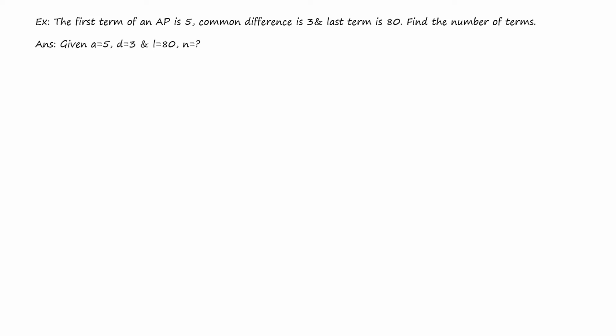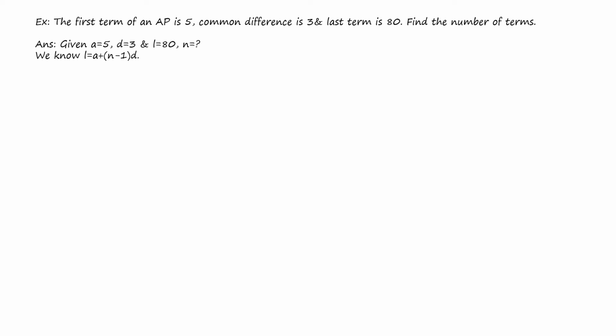Let's see another example. The first term of an AP is 5, common difference is 3, and last term is 80. Find the number of terms. So here what is given? The first term a is given, common difference d is given, and the last term l is given. But the number of terms n is not known to us. We have to find it out.